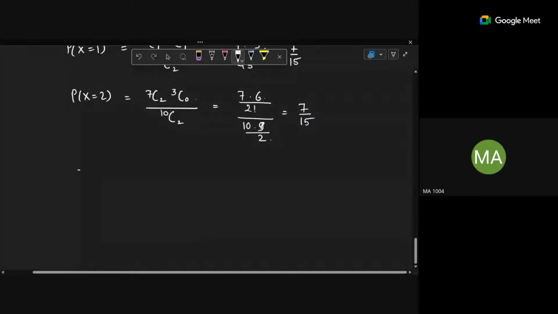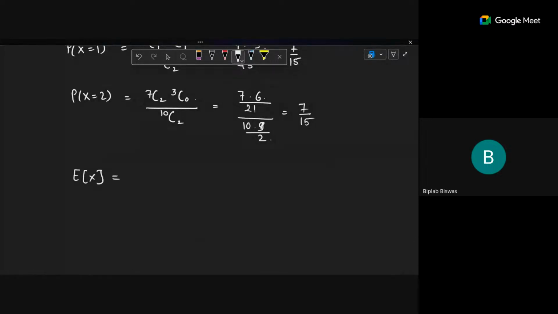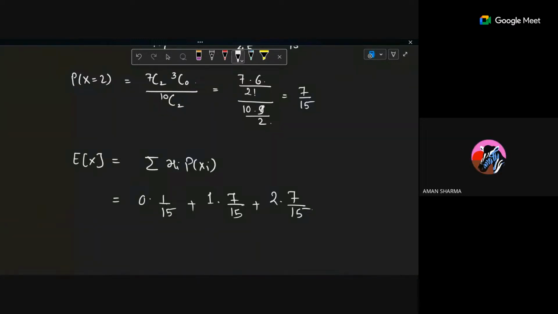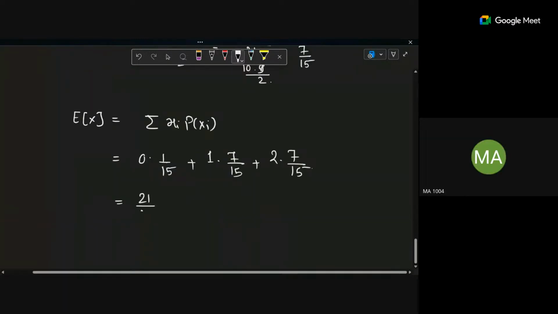Yes, ma'am. How will it work? Value into probability and then addition. Yes, summation of xi into probability of xi. So let's do it fast. First xi will be 0, right? 0 into 1 by 15, plus another xi possibility, 1 into 7 by 15, plus again 2 into 7 by 15. So it's nothing but 7 plus 14, 21 by 15. That's nothing but 7 by 3.